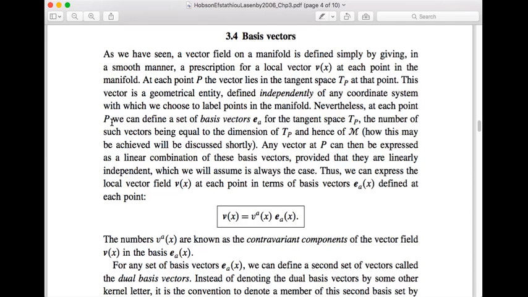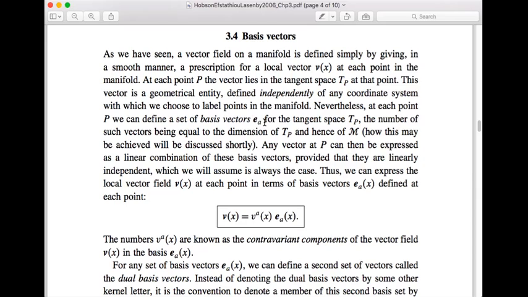Nevertheless, at each point P, we can define a set of basis vectors E_A. A is just an index here, even though it's down below. There's a reason for that. It's just an index that takes on the number of values that's the dimension of our space. So for us, A is going to be 0, 1, 2, and 3, for the time and 3 space coordinates. So we're going to have 4 basis vectors in 4-dimensional space-time.